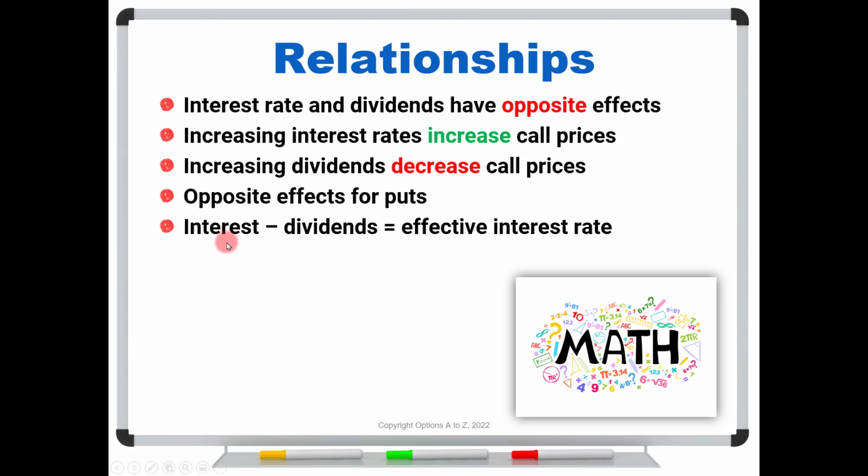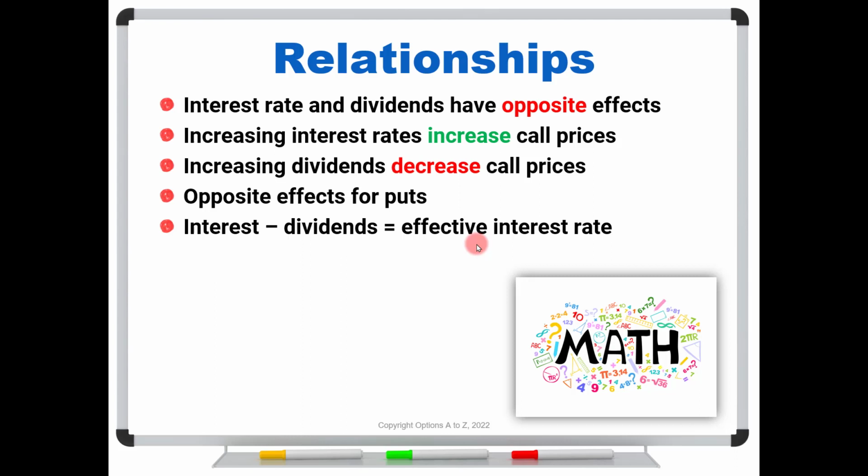You can see the effects from this formula, interest minus dividends. If you increase interest, it increases the call price, but if you increase dividends, it decreases the call price. You have to subtract that out. And again, of course, you'll get the opposite effect for puts. So always remember interest minus dividends, which gives you what we sometimes call an effective interest rate, and that will help you understand the relationships.